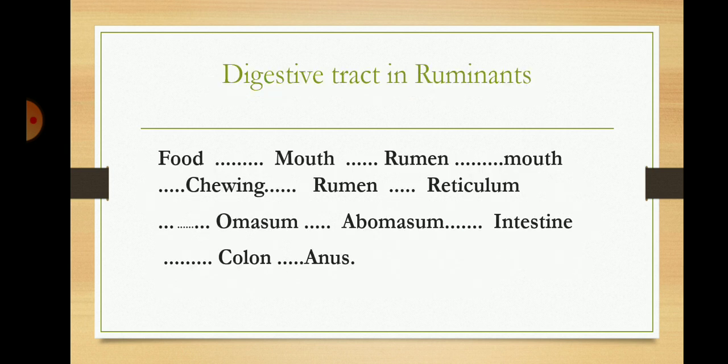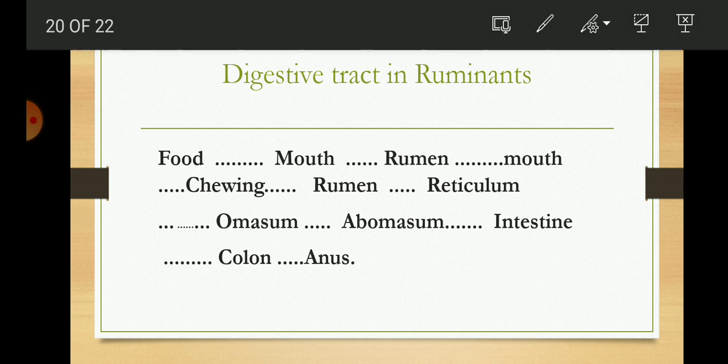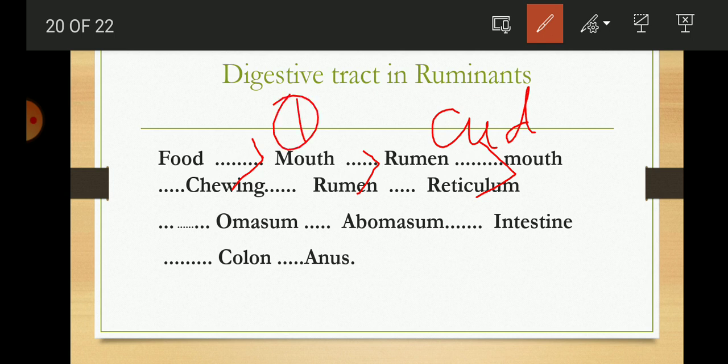So here let us fill in the digestive tract of ruminants. Students, the food first goes into the mouth, then it goes into the rumen part of the stomach, then again rumination takes place and the food goes again into the mouth. And now this food is in the form of curd. So first the food goes into the mouth, then into the rumen, and then again into the mouth when the ruminants are in resting position, and in the mouth the food is chewed.